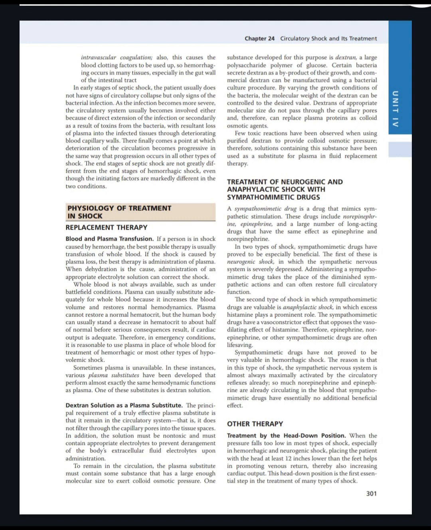A sympathomimetic drug is a drug that mimics sympathetic stimulation. These drugs include norepinephrine, epinephrine, and a large number of long-acting drugs. They have the same effect as epinephrine and norepinephrine. In 2 types of shock, sympathomimetic drugs have been especially beneficial. The first of these is neurogenic shock, where the sympathetic nervous system is severely depressed. Administering a sympathomimetic drug takes the place of the diminished sympathetic action and can often restore full circulatory function.